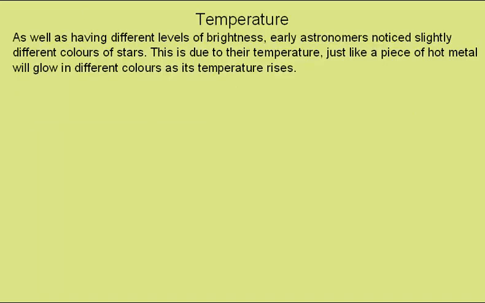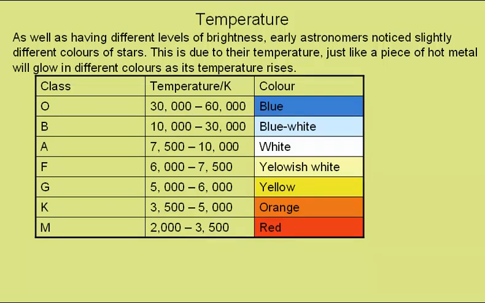Temperature. As well as having different levels of brightness, early astronomers noticed slightly different colours of the stars. This is due to their temperature. Just like a piece of hot metal will glow in different colours as its temperature rises, going from dull red through orange to yellow and white and so on as it gets hotter and hotter. Astronomers gave classifications of the stars, unusual letters of O, B, A, F, G, K and M. Other classes have since appeared, but these are the main ones.